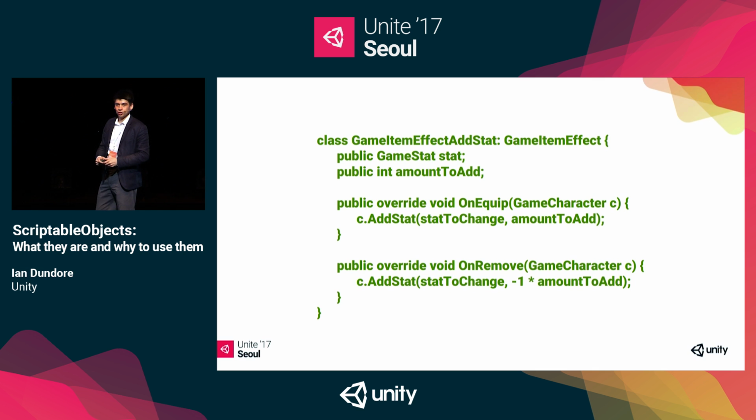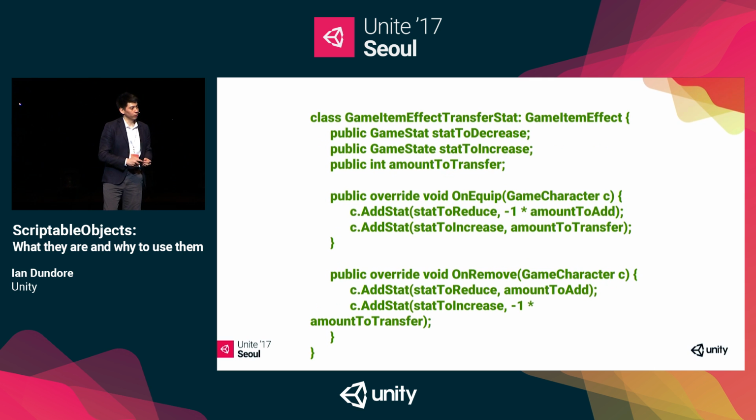Our data here is still just the stat to change and the amount to change it. In our onEquip callback, we will tell the character to add some amount to the stat. We'll do the reverse when removing the item. And we can also easily do more complex things. This is only limited, really, by your imagination and your game.